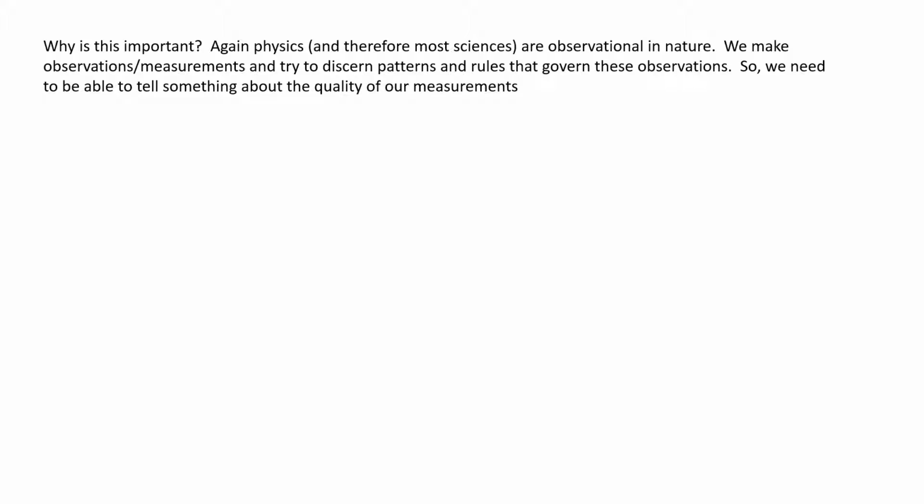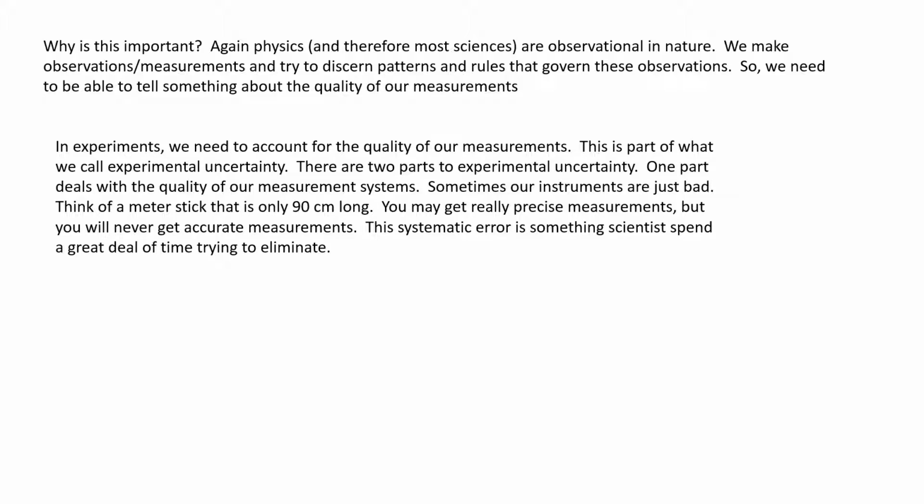Why is this so important? Again, physics, and therefore most sciences, are observational in nature. We need observations or measurements, and then we take those to discern or discover patterns and rules that govern how the universe works. So we need to be able to tell something about the quality of our measurements. In experiments, we need to account for the quality of our measurements. This is part of what we call experimental uncertainty.